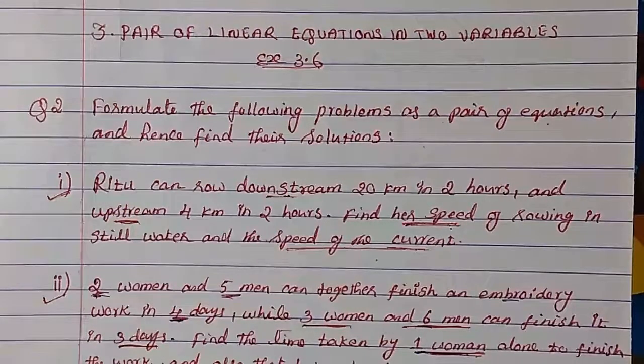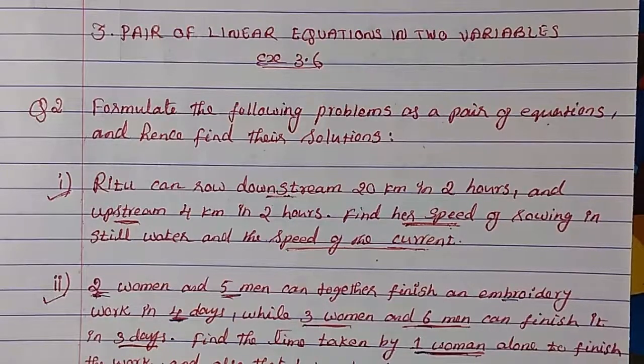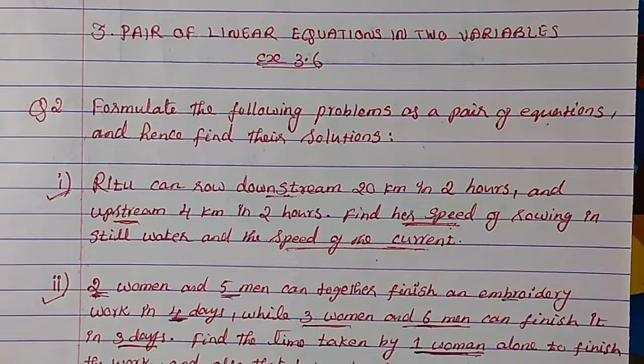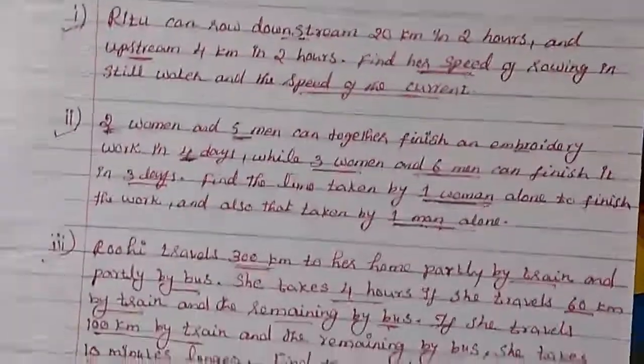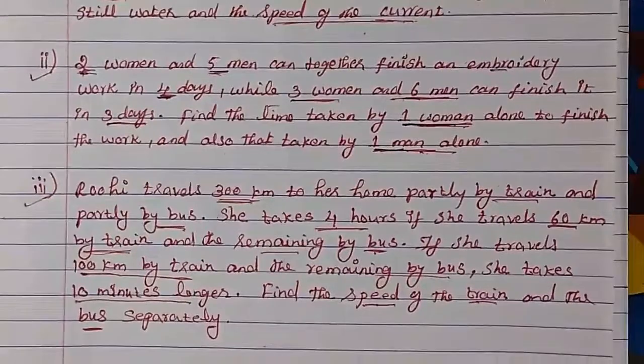Today we are going to study from class 10 chapter 3, pair of linear equations in two variables. From exercise 3.6 question 2, formulate the following problems as a pair of equations and hence find their solutions. Already we have done the two parts of this sum. So in this video we are going to see the third part of the sum.